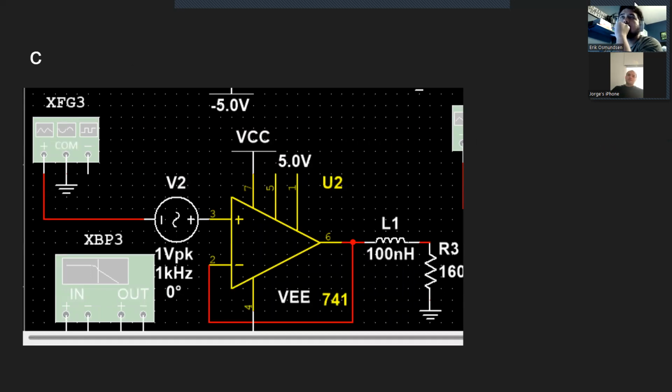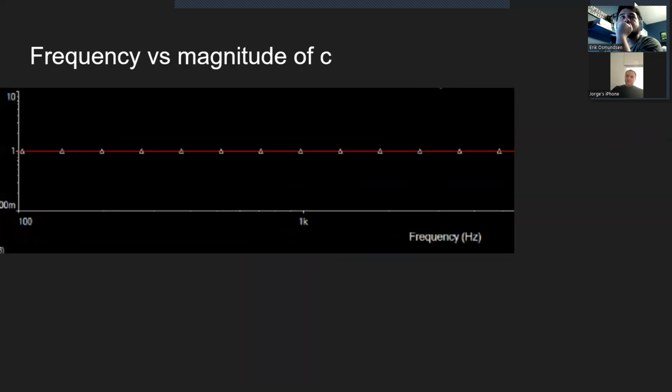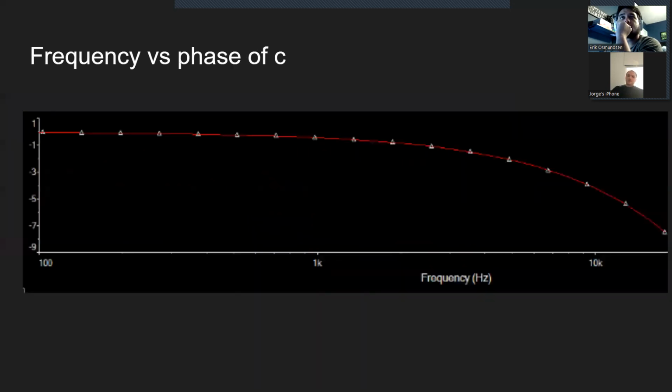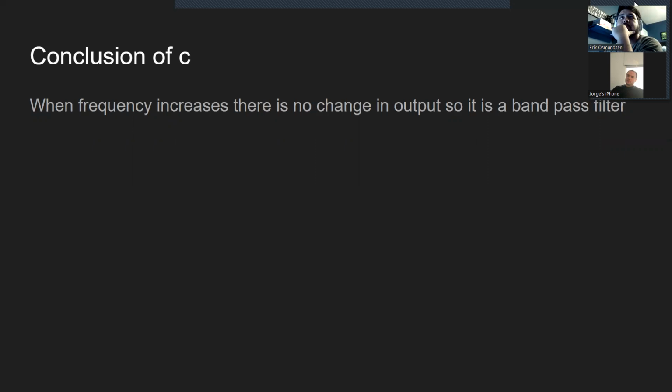Here we have the Multisim simulation for filter number 3. Here we have the graph for the frequency versus magnitude of number 3, the frequency versus phase of number 3, and to conclude for number 3, when frequency increases, there is no change in output, so it is a band pass filter.